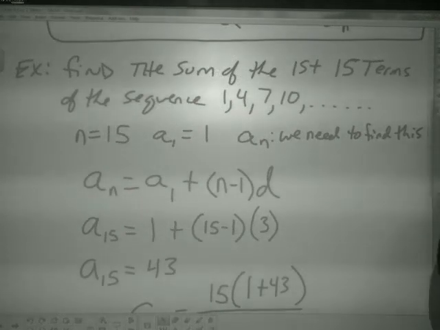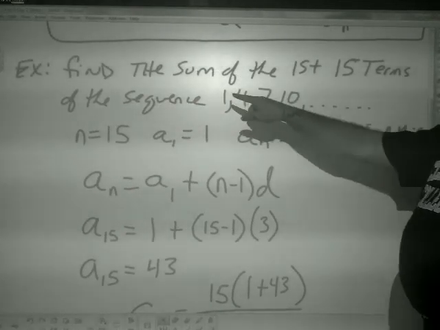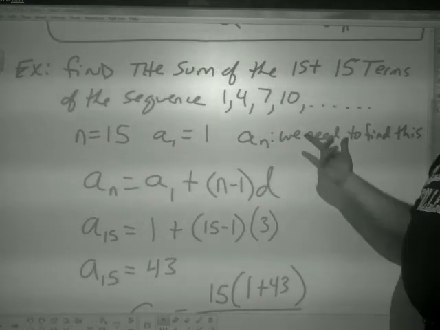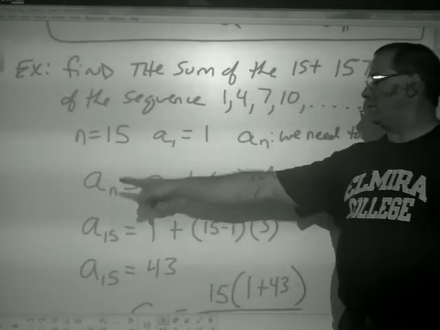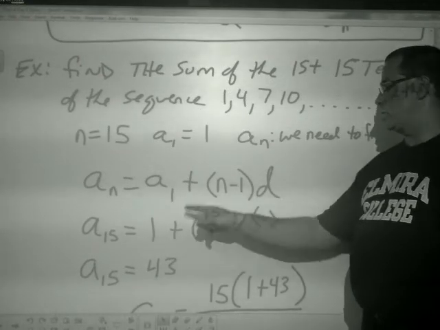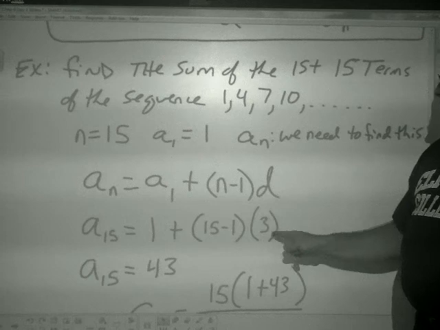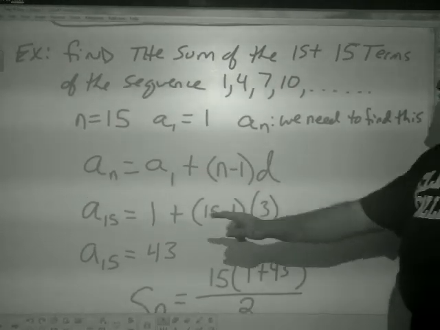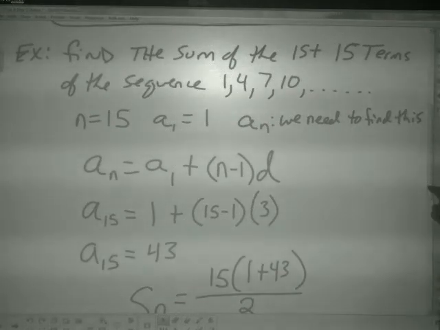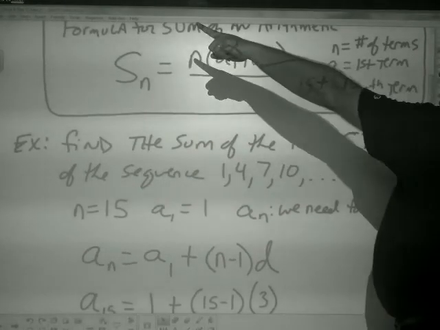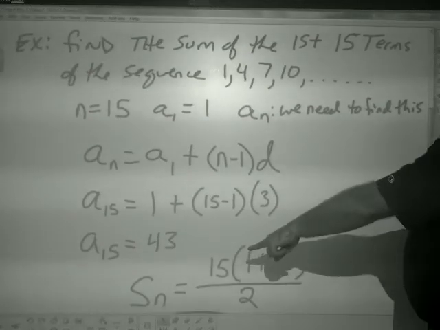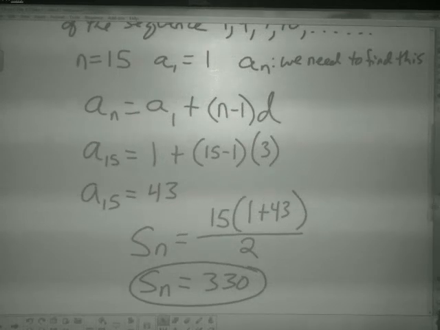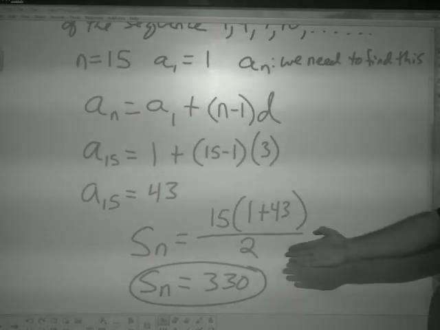I could, if you wanted to, write out plus 3, plus 3, plus 3, plus 3, plus 3. Write them all out and then add them up. Or, if I wanted to find the 15th term, I have my first term plus 14 more differences, and the difference is 3. So my 15th term is 43. And then if I use the formula, 15 terms, right? The first term plus the last term, divided by 2, I get 330. Okay?